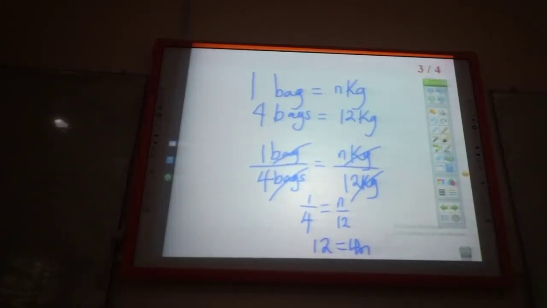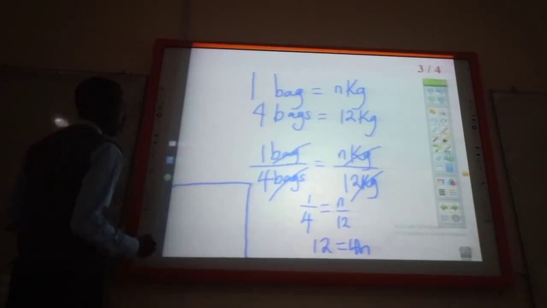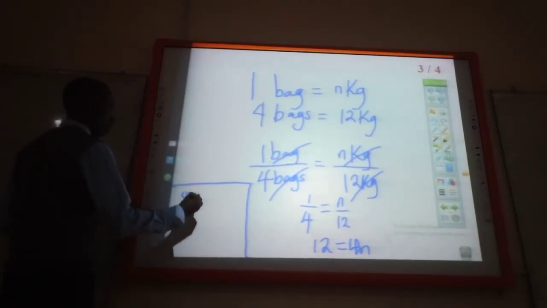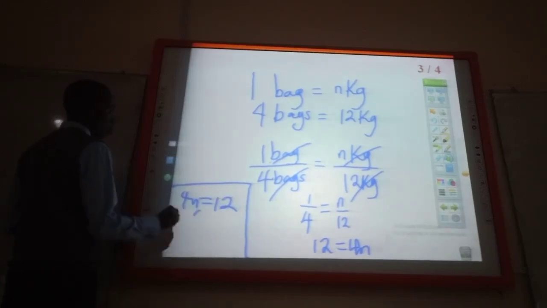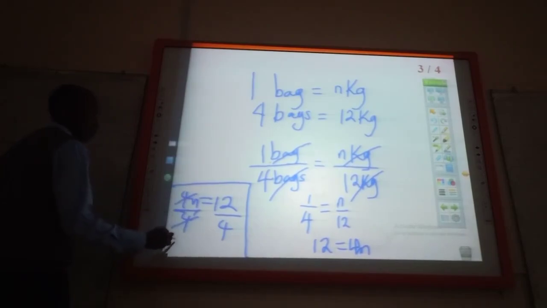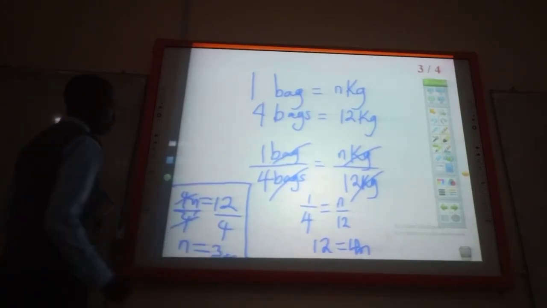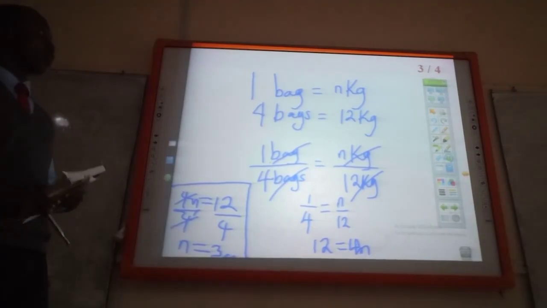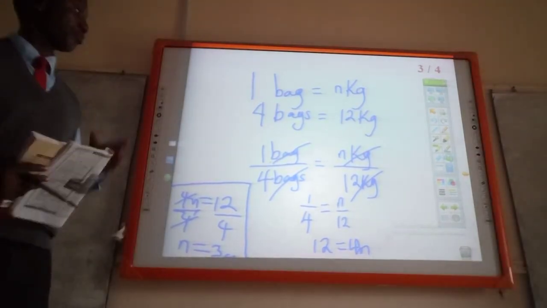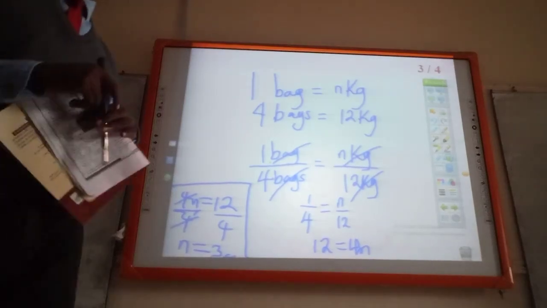Write fast before I do the conclusion part. Although I can do the conclusion part here, I can say 4n is equal to 12, over 4 over 4, right? Therefore, n is equal to 3. That's the answer. So we are done. Write fast. So n is equal to 3.